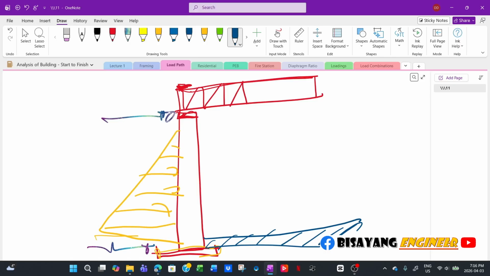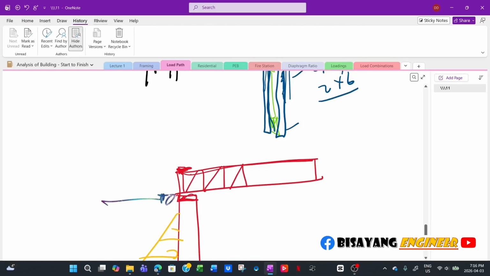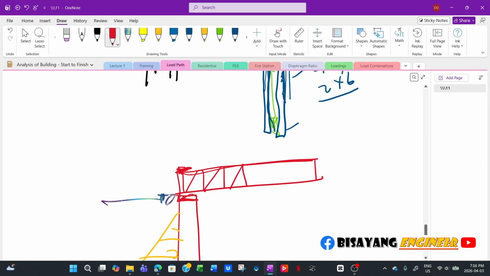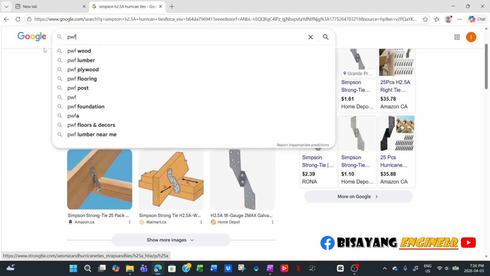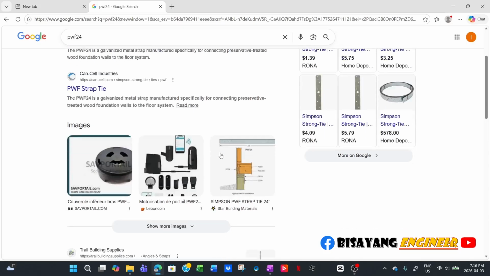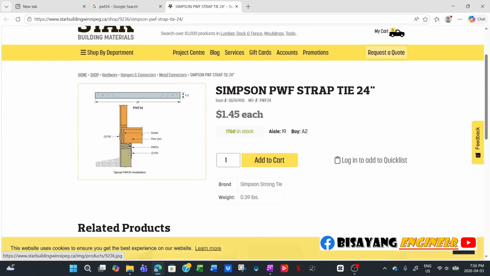Now at the top of your basement, in this particular application, in this framing, we typically specify a strap. And Simpson has a product for that, which is called PWF24. The specific application for that one is a basement like this. So PWF24. So that's the main purpose of that one.